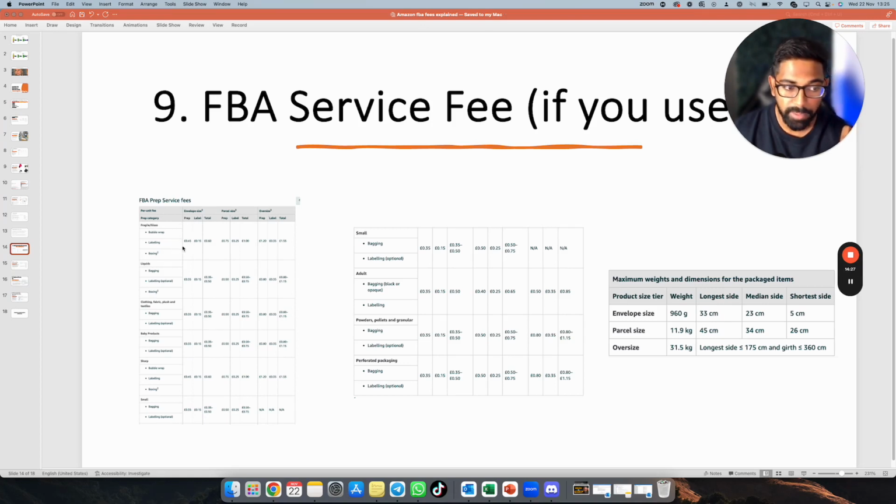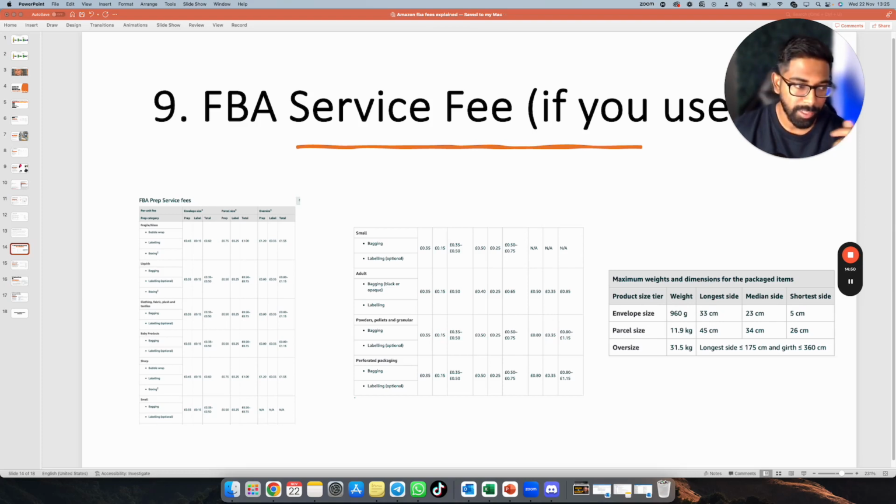45p for bubble wrapping, 45p for labeling, 45p for boxing, and stuff like that. I have just put all of them here so you can pause it and have a look yourself if you want to. Most likely you will never be charged these fees because you will prep it yourself, and I would recommend you prep it yourself as well. And this is, again, if you want to know what an envelope size is, it tells you what an envelope size actually is.